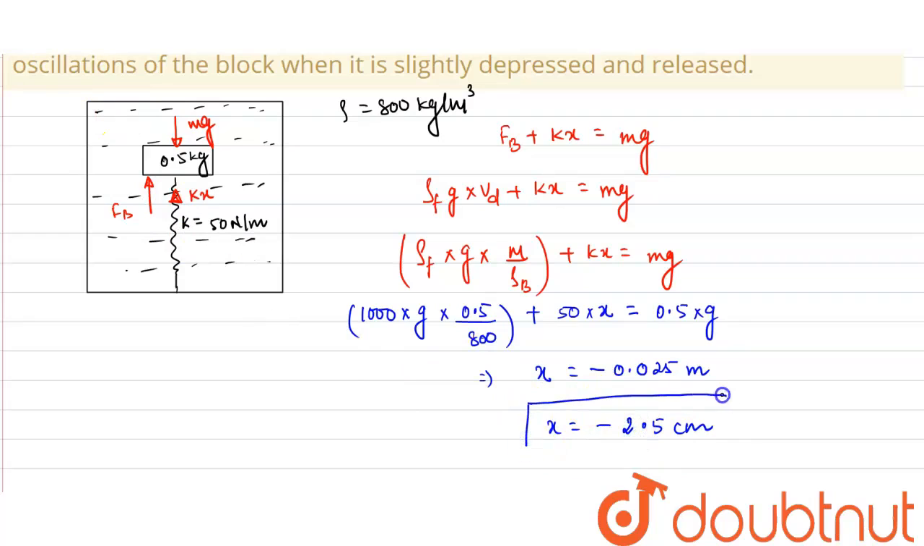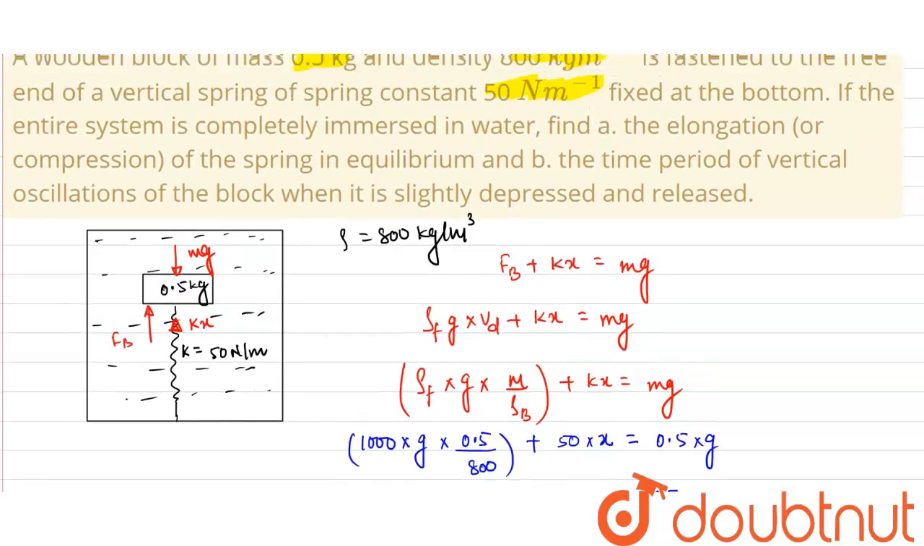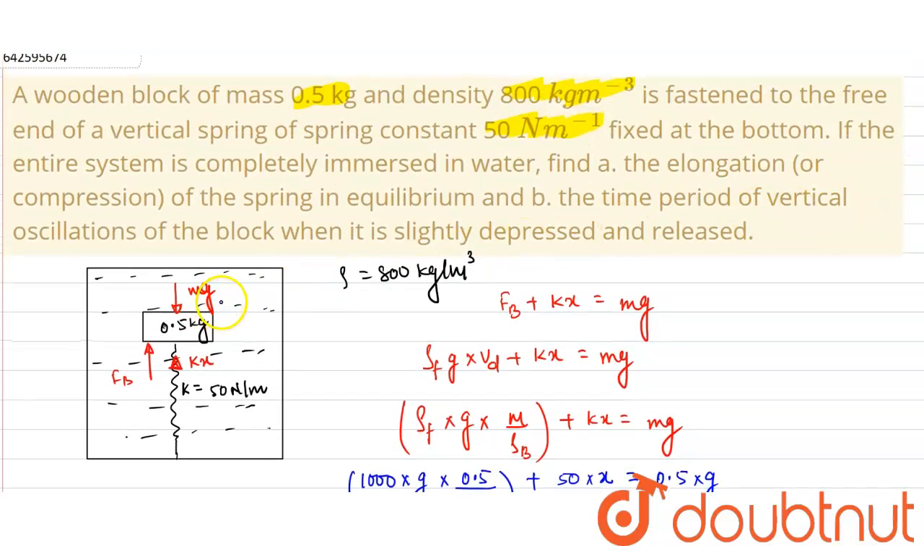The negative sign over here represents that the spring is compressed, or what we can say is the compression in the spring. So the compression in the spring will be equal to 2.5 centimeter.